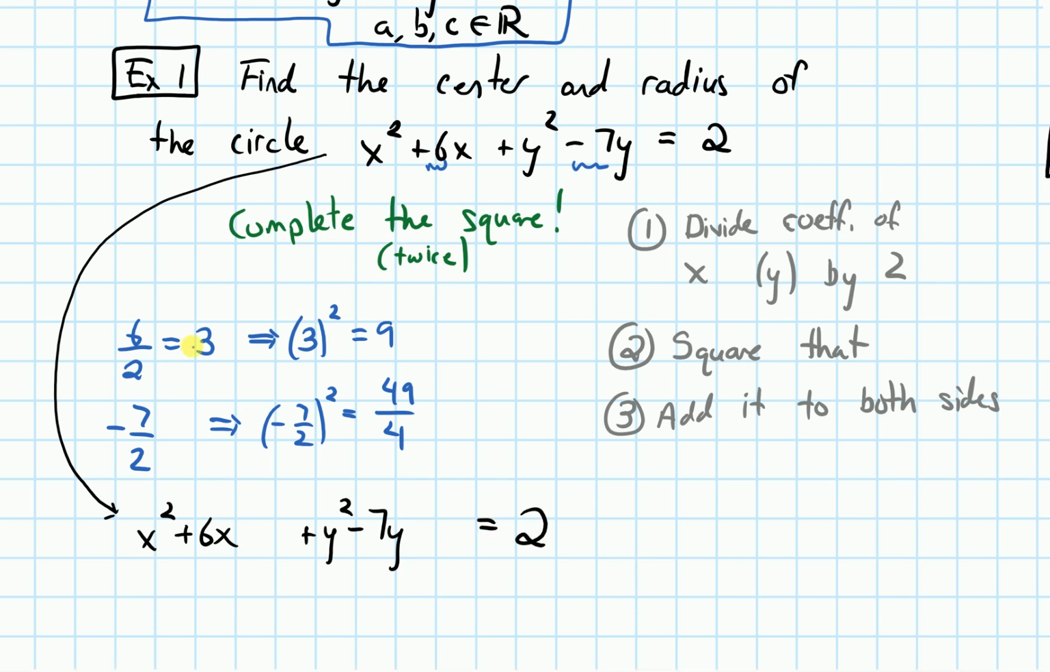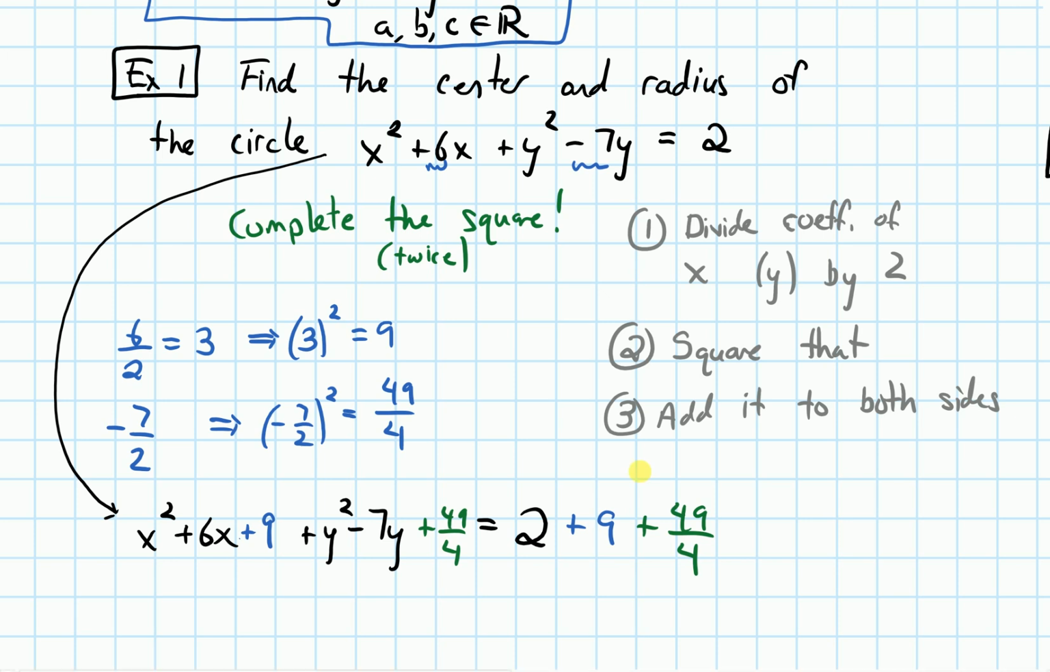One of the numbers that we got by doing these first two steps was 9. So I'm going to add 9, and I'm putting it right after the x terms because I got the 9 from the coefficient of x. But whatever I do to one side of an equation, I have to do to the other side. So if I add 9 to the left, I have to add 9 to the right. And the other number that we got by dividing by 2 and squaring it was 49/4. I'm going to put that after the y terms because I got it from the coefficient of y, that -7. So if I add it to the left, I have to add it to the right. So I put plus 49/4.